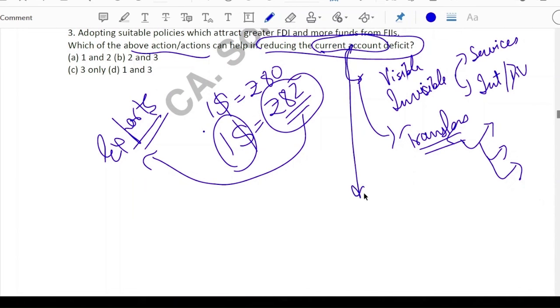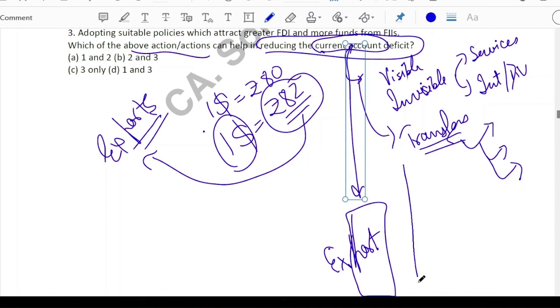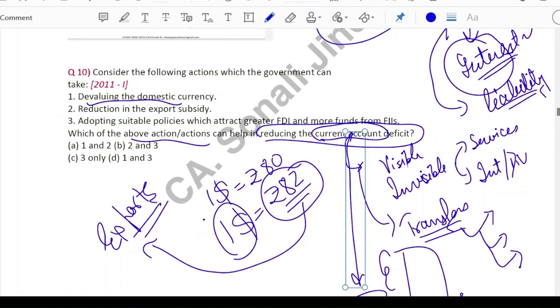Current account deficit means exports are less than imports. If this difference needs to be reduced, it means we have to increase the exports and decrease the imports. In the first situation, devaluing the domestic currency will increase the exports. So the first statement is right. Second statement, reduction in the export subsidy. This is wrong because reducing the export subsidy will result in reducing the exports. So let's eliminate the second. We will be left with C and D.